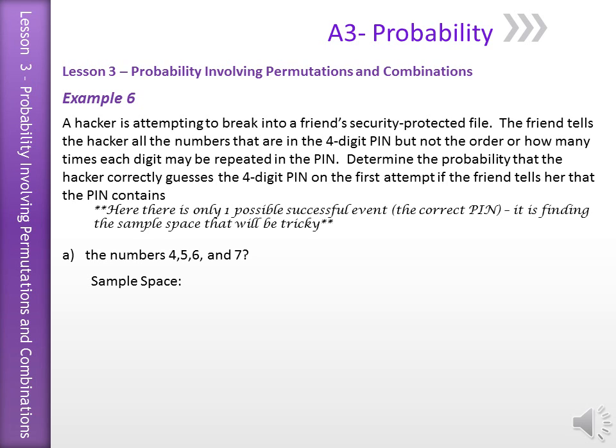For all of these parts, there's only going to be one possible successful event, which is the correct PIN. It's going to be finding the sample space that's going to be tricky. So for part A, we know that the numbers are 4, 5, 6, and 7. So the sample space would be the number of orders that you could put those 4 numbers in. So it would be 4 permute 4, or we could think of it as 4 factorial, and this would be 24. So the probability of finding the PIN on the first shot would be 1 over 24, which would be 0.0417, or 4.17%.